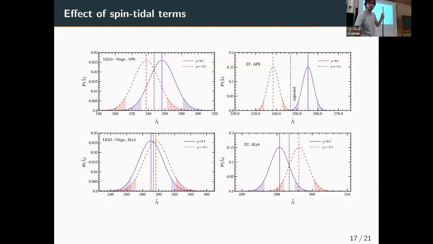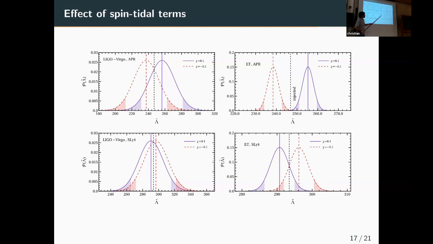Is the difference between the two equations of state because the rotational Love number for slide 4 is much smaller? The difference between the two cases, the two equations of state? Sorry, the slide 4, yeah. Clearly the rotational Love number is less important. So it's not only less important: these curves here, the red one is for a negative spin of the bodies, or opposing spins, and this one is for a positive spin. And you see that they switch also between the equations of state.